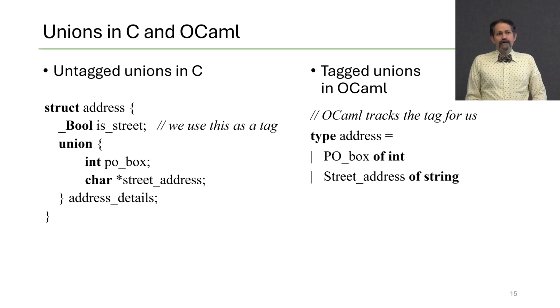In OCaml, the language will track the tag for us. So here we declare a type of address, and we've got two different cases, PO box, which holds an int, and street address, which holds a string. Internally, there will be a flag that tells us which one of these is being used in every case.